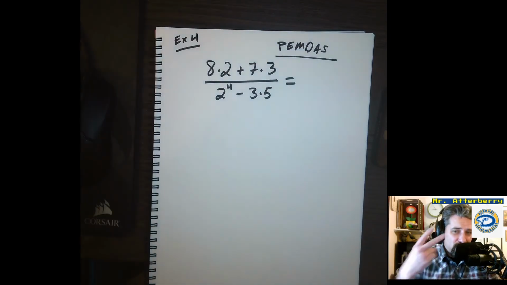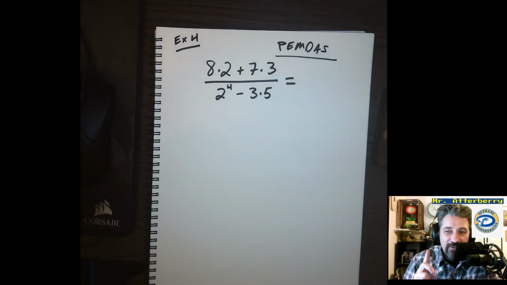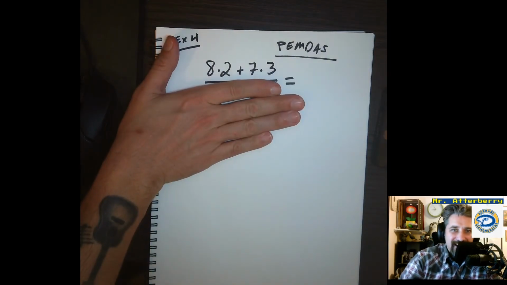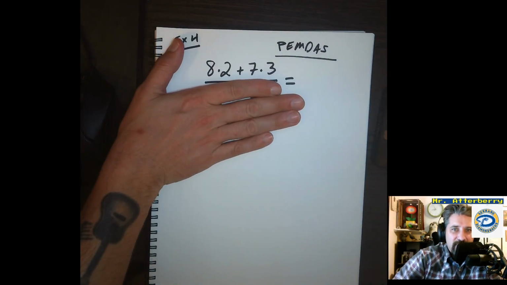So you kind of have two problems happening at the same time. Don't try to do them at the same time. Do them separately, and then go back and write them together. I'll show you what I mean by that. So let's just do the top part first: 8 times 2 plus 7 times 3.